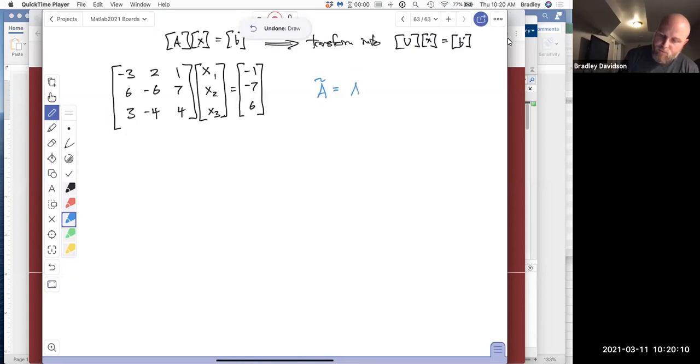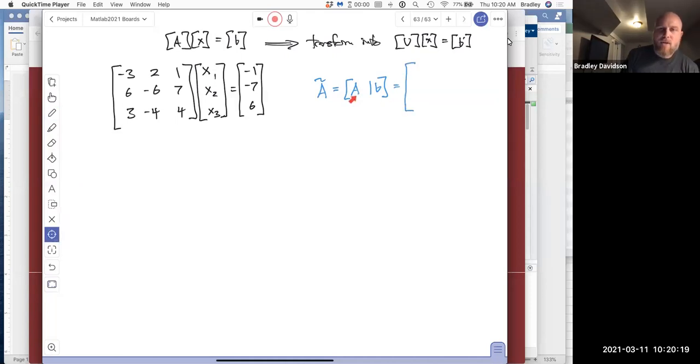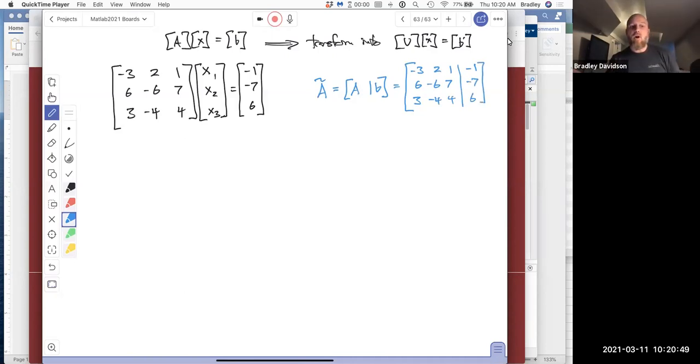So to describe more clearly what we're doing, we're putting them together. We're putting together a 3x3 and then a 3x1, so it's going to give us a 3x4, where we get -3, 2, 1, 6, -6, 7, 3, -4, and 4. The vertical line separating the two just indicates that this is a combination of the two matrices. Then we put in our -1, -7, and 6. And now this is our augmented matrix.